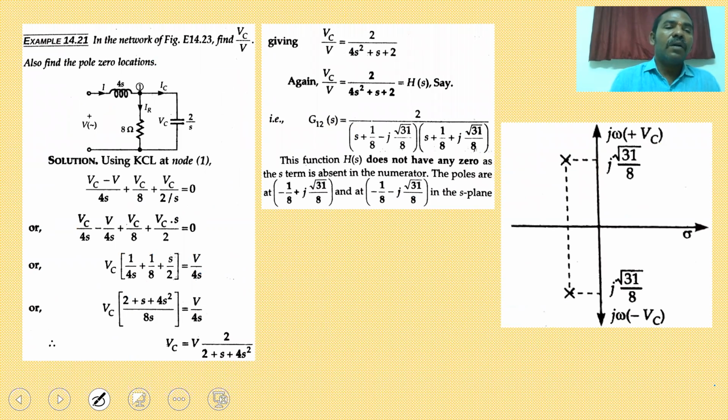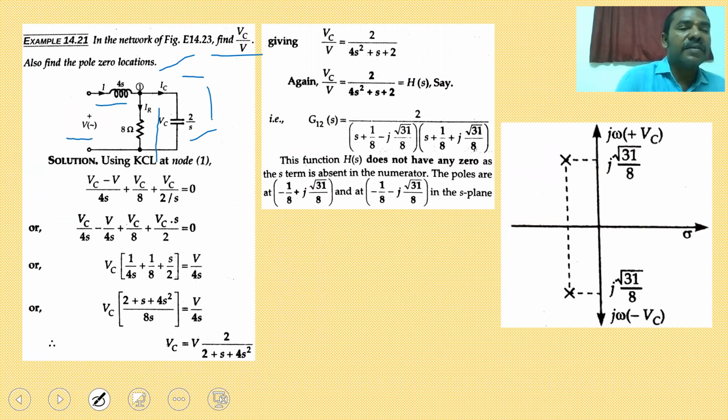So now coming to one more problem. You have to go for the calculation of Vc by V. So V is the input voltage, Vc is the voltage drop across the capacitor, and also you have to go for plotting of poles and zeros. So at node 1 applying the KCL. So here three currents are there. One is the entering current, two are leaving currents.